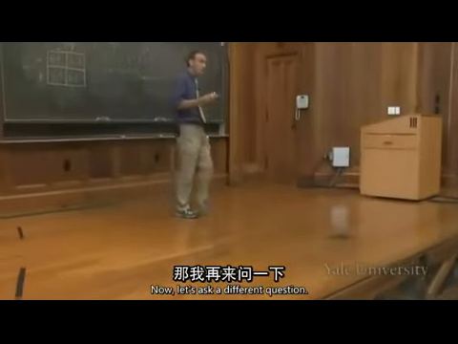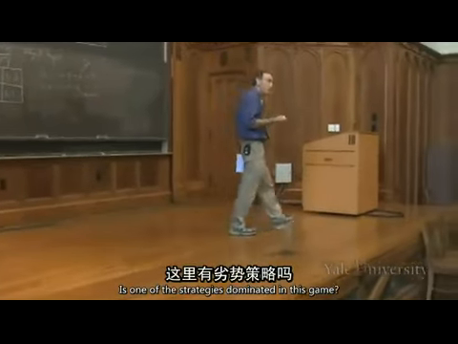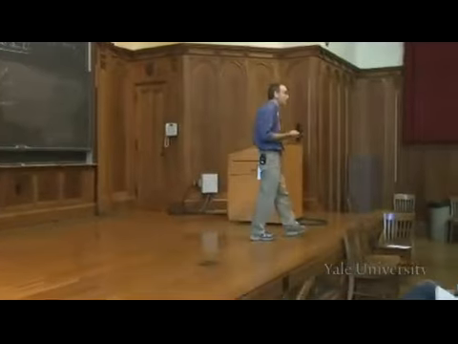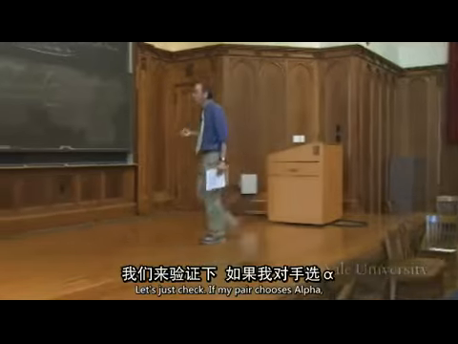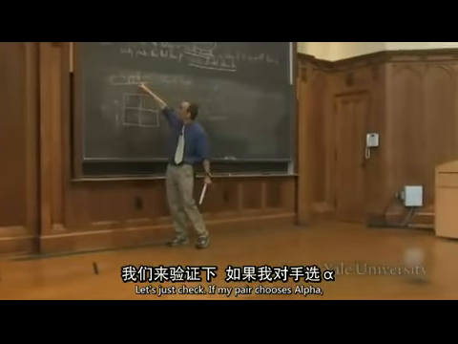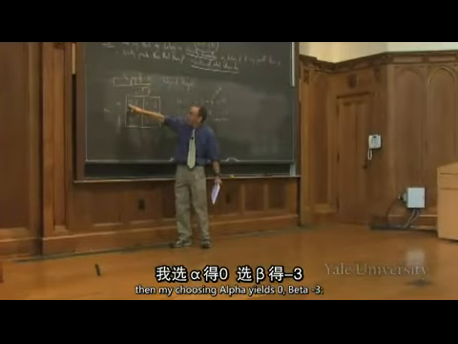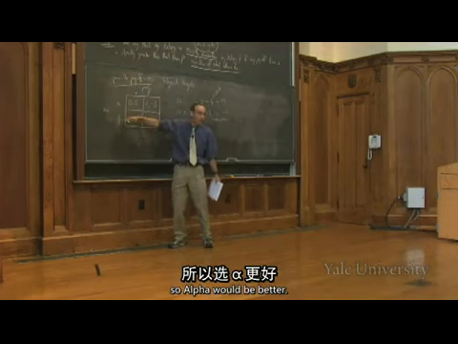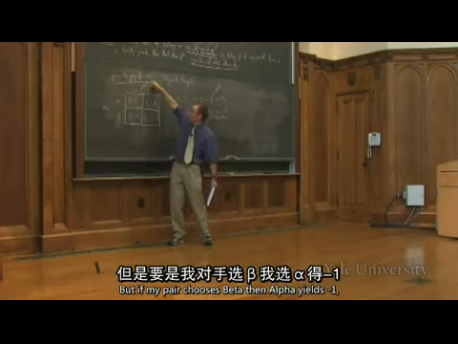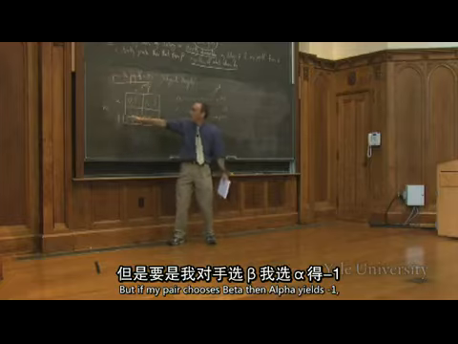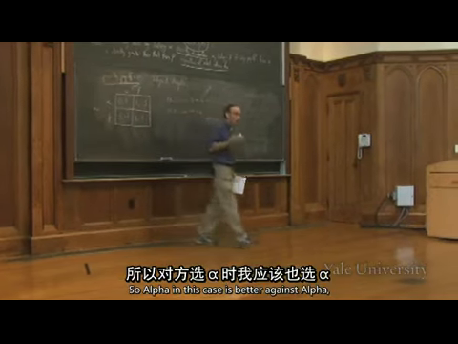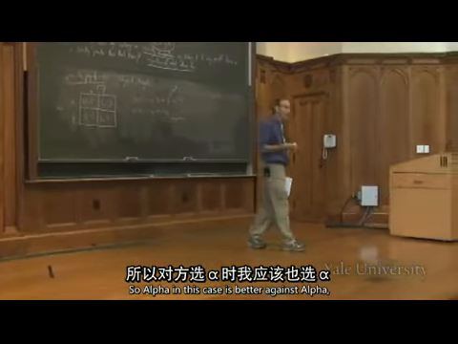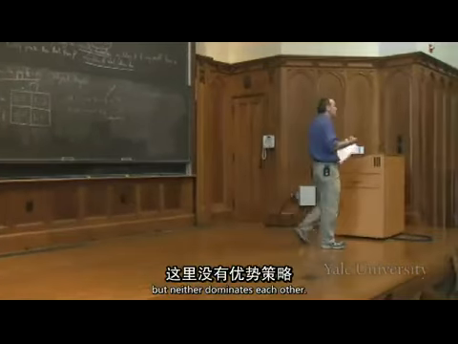All right. Now, let's ask a different question. Is one of the strategies dominated in this game? No, neither strategy is dominated. Let's just check. If my pair chooses alpha, then my choosing alpha yields 0, beta -3, so alpha would be better. But if my pair chooses beta, then alpha yields -1, beta yields 1. In this case, beta would be better.